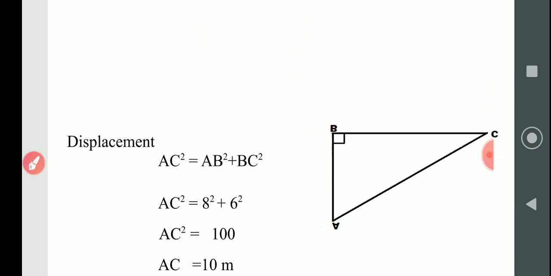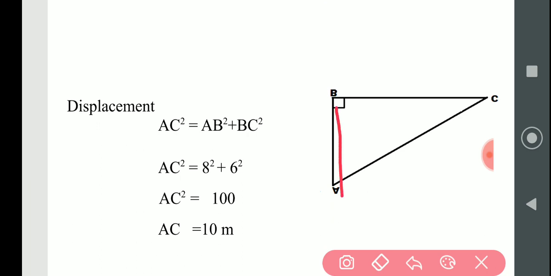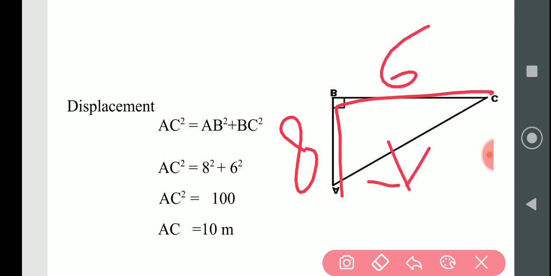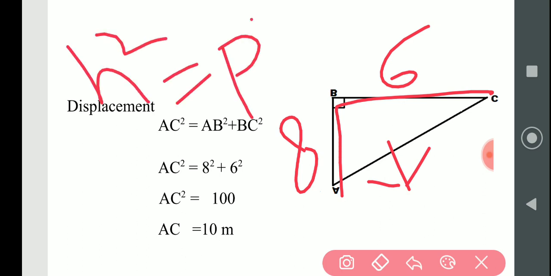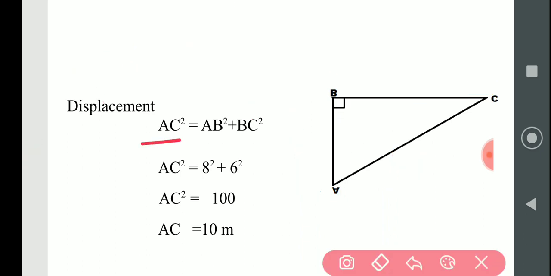Next, displacement. By the diagram we can see that it is a right angle triangle. In this right angle triangle, perpendicular and base we already know, 8 and 6. And we have to find the hypotenuse. Again, we will apply the Pythagoras theorem, which is hypotenuse square is equal to perpendicular square plus base square. It is given by AC square is equal to AB square plus BC square.